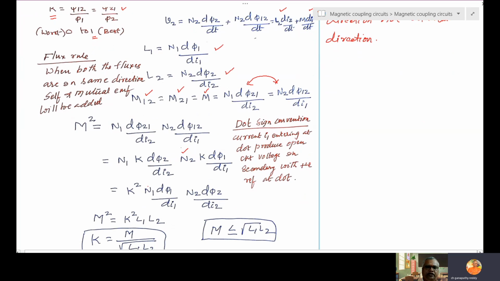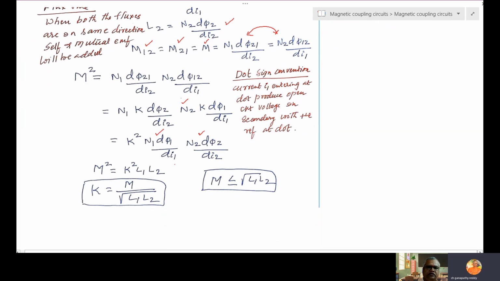Now k into k square. Rearrange the terms. N1 dφ1/di1 is one combination, N2 dφ2/di2 is another combination. Therefore, M square equals k square into L1 L2. Above, if you see, they are equal to L1 L2. From this, k equals M by root L1 L2. This is one important derivation.